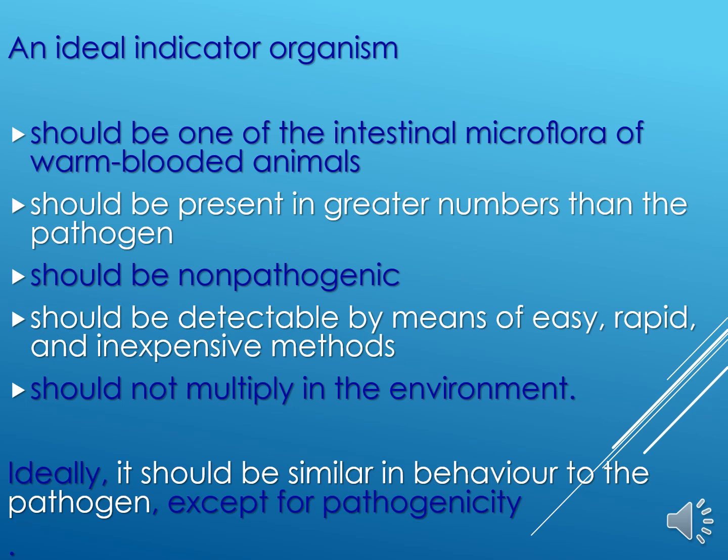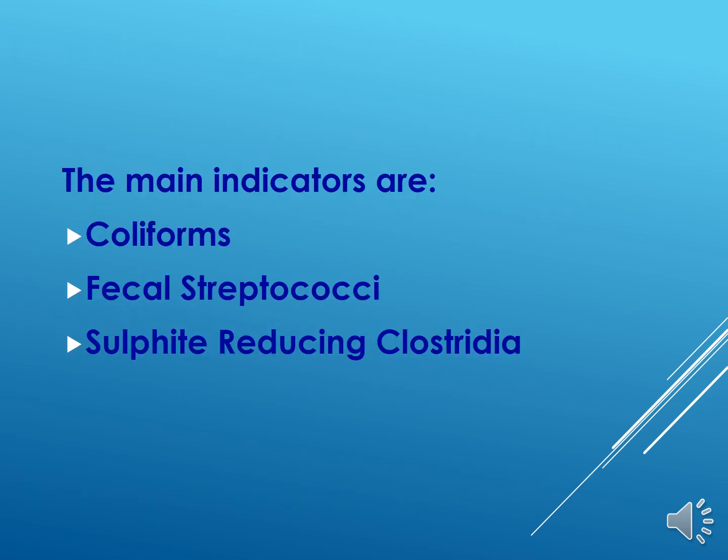It should be ideally non-pathogenic. It should be detectable by means of easy, rapid, inexpensive methods. It should not multiply in the environment. That is, it should be similar in behavior to the pathogen except for disease-causing ability. Main indicators are coliforms, fecal streptococci, and sulfite-reducing Clostridia.